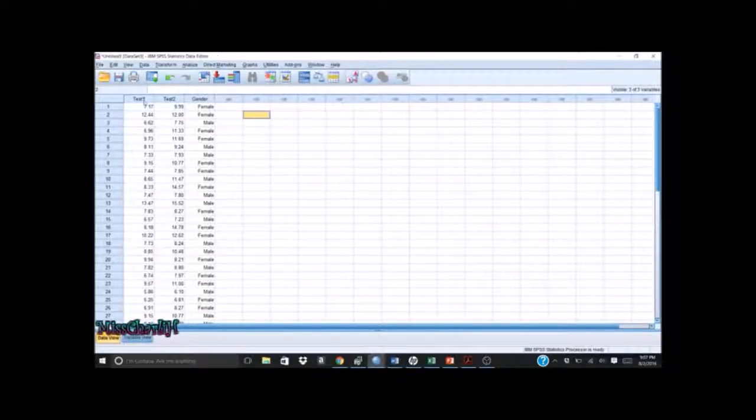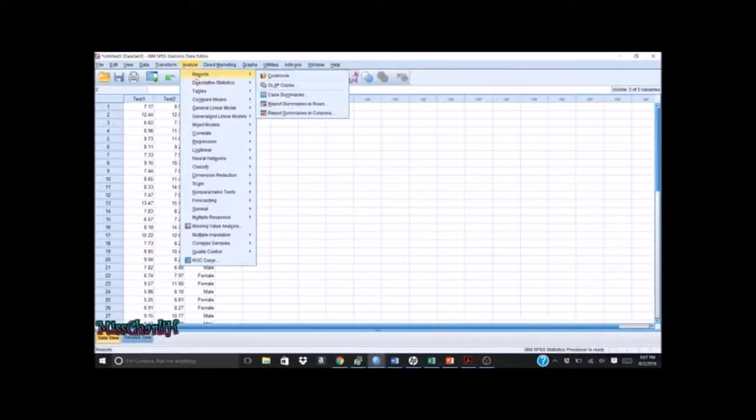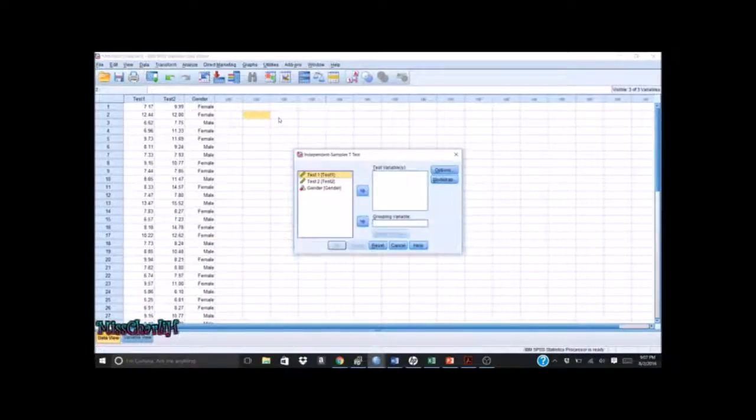Anyway, let's get started and run an independent samples t-test first. Let's see if the males and the females are different from each other for test 1. I'm going to go up here to Analyze, click on Analyze, and come down to Compare Means. This is what we're doing: we're literally seeing if the averages in one group are different from the averages in the other group. I'm going to run an independent samples t-test. I'm going to click on this.